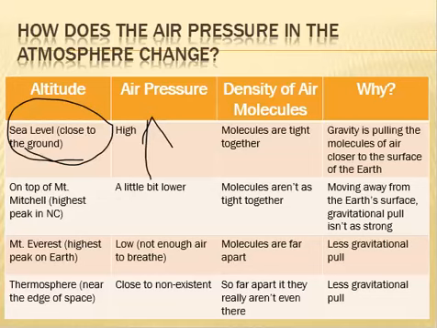Now, I decided to highlight Mount Mitchell right there on the Blue Ridge Parkway because it's the highest peak in North Carolina. The air pressure, because it's a little bit higher, is lower. The molecules are not as tight together because you are moving away from the Earth's surface. So the gravitational pull is not going to be quite as strong at the top of Mount Mitchell as it is at sea level.